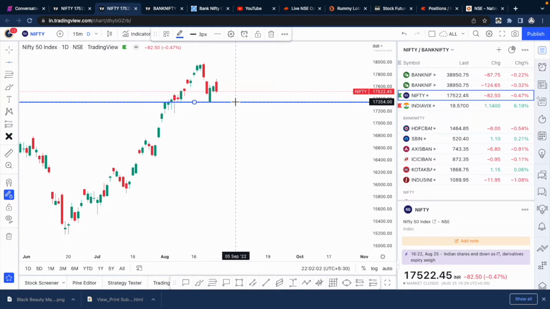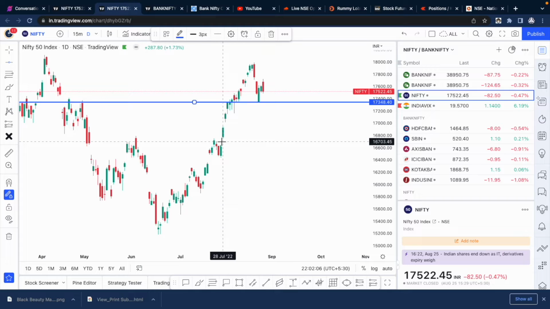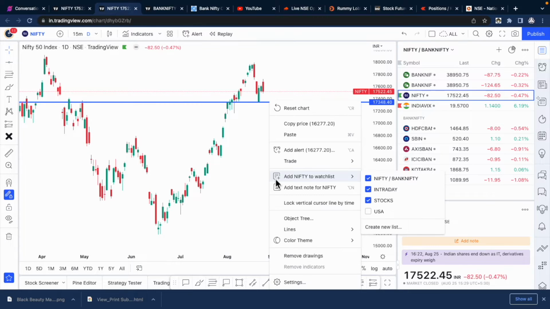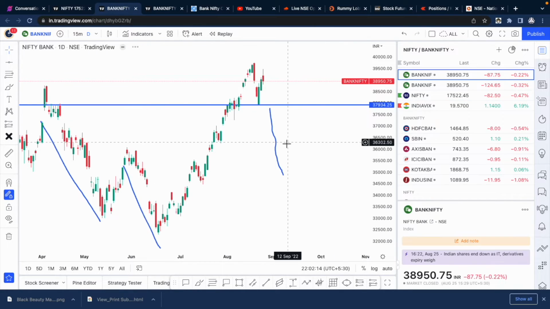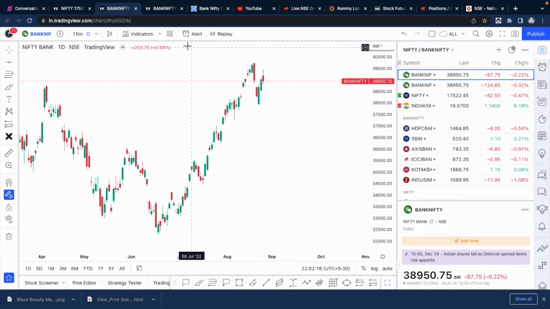If 17,300 breaks, then we could come down to fill these gaps, or the market might become bearish again. Until then, there's a good chance we might even bounce back up. So we'll have to be ready for anything and just trade level to level.